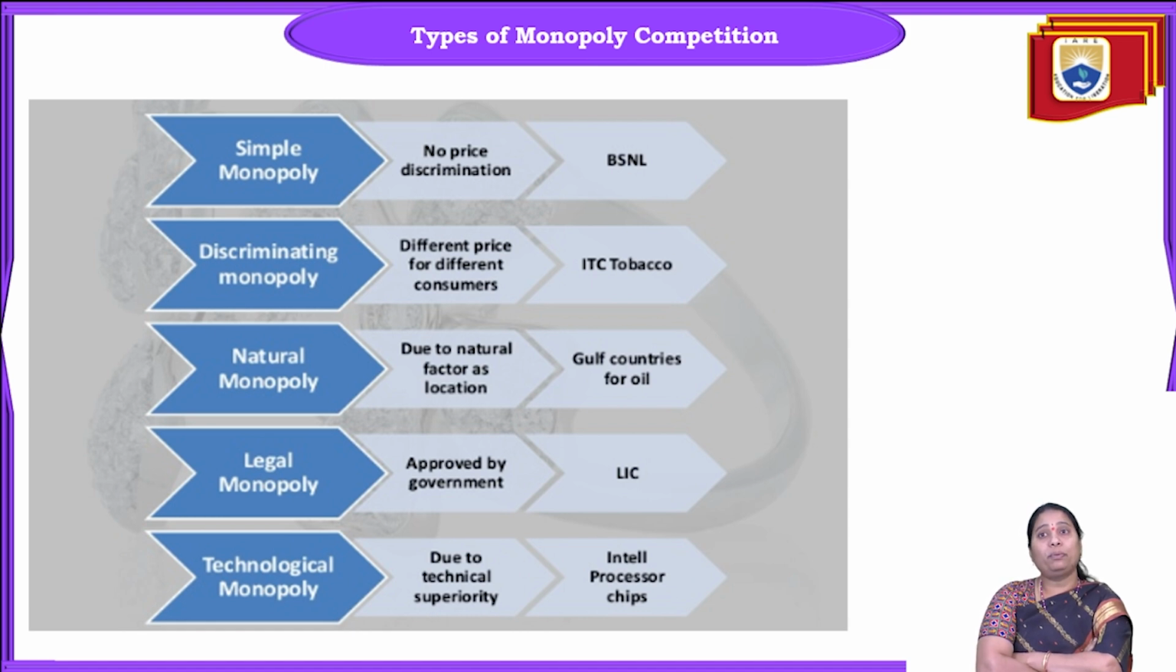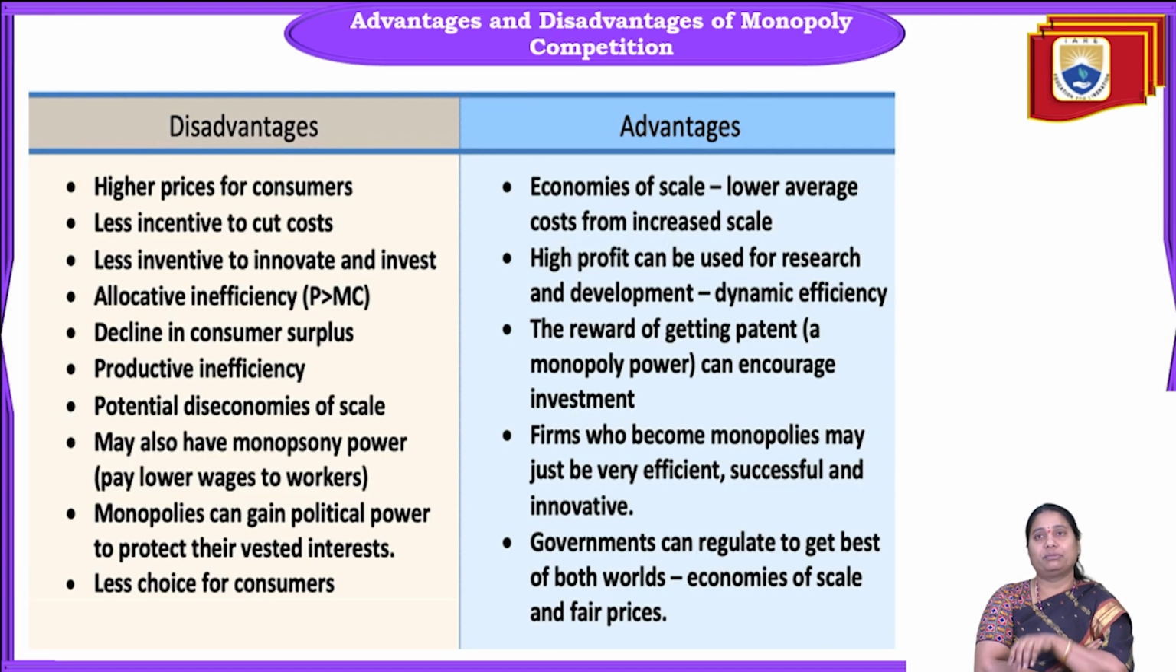Legal monopoly is approved by the government. In the insurance sector, we can see that most people will prefer LIC only, because legally it has become the monopoly over the others. Technological monopoly is due to technical superiority, like Intel processor chips. Mostly people will prefer that one only. These are some of the types of monopoly.